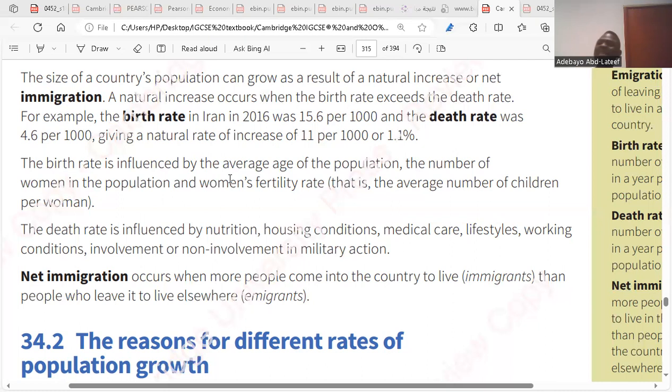Yes. Then we go to net immigration, which occurs when more people come into the country to live. That's the immigrants. Than people who leave it to live elsewhere. That's the emigrants. So if the number of immigrants is more than the number of emigrants, then the population would increase. I think it's clear. Is it clear, please?